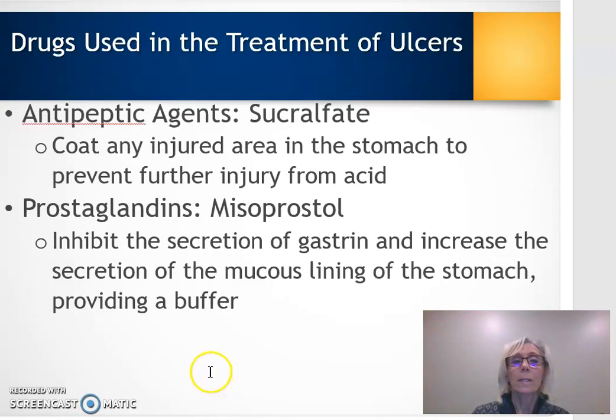Another agent is the antipeptic agent, sucralfate, and this is really a cool drug. It provides what I call a blanket covering up that stomach ulcer, and we'll talk about that more in just a minute. And then prostaglandins, and the one we'll talk about is misoprostol, which inhibits the secretion of gastrin and increases secretion of mucus cells to protect the stomach. Again, it's buffering the stomach and protecting it from injurious enzymes.